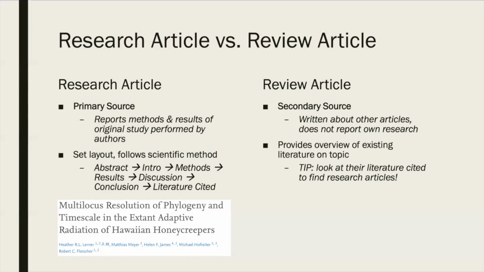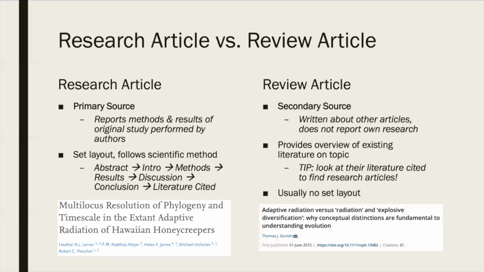So actually one thing you can do when you're looking for primary research articles, if you find a good review article when you're familiarizing yourself with your topic, you can look at their literature cited and find some research articles in there that might be useful for you to use in your presentation. And then lastly, there's usually not a set layout for these review articles.